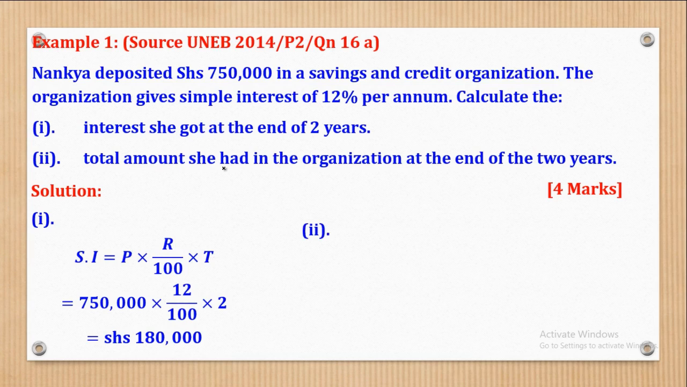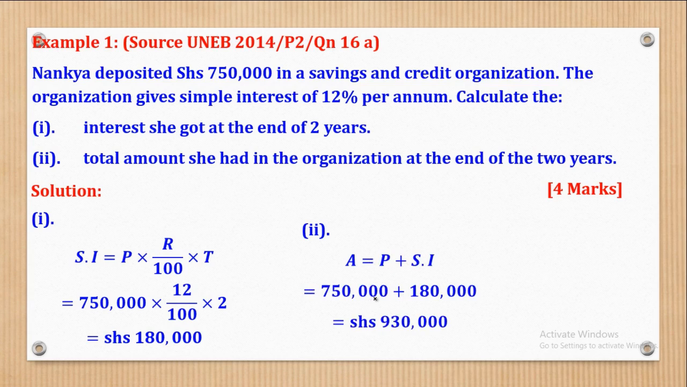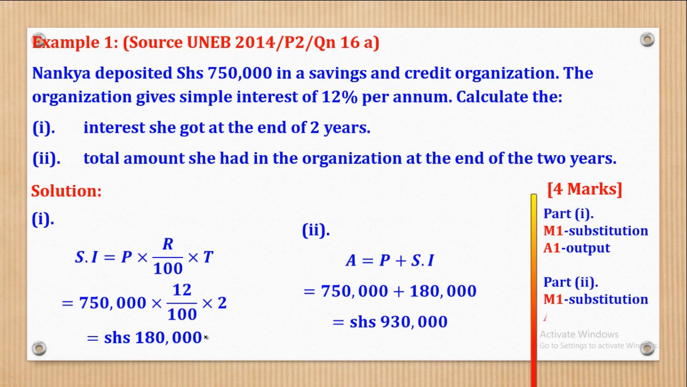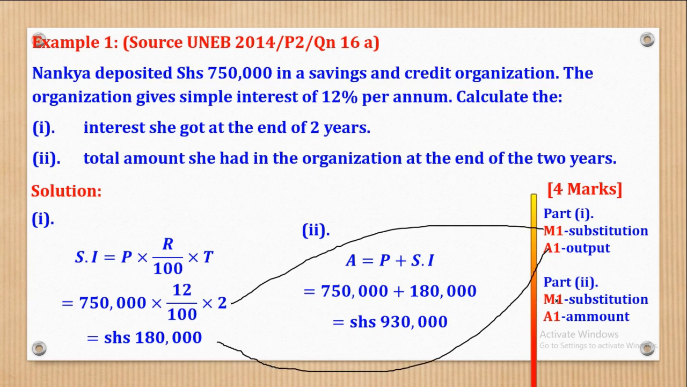Then for Roman 2, they wanted the total amount she had in the organization at the end of the 2 years. Remember, amount is given by P plus SI, so we shall add our P plus SI to come up with shillings 930,000. So basically that's what they wanted, and now let's see how marks can be awarded. M1 is for substitution into the formula for simple interest, and A1 is for the output. Then here M1 is for substitution and A1 is for the output. So basically that's how the marks could come about.